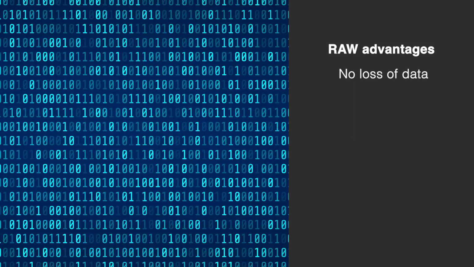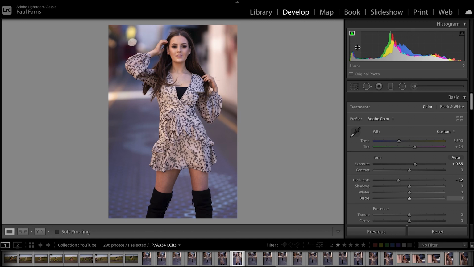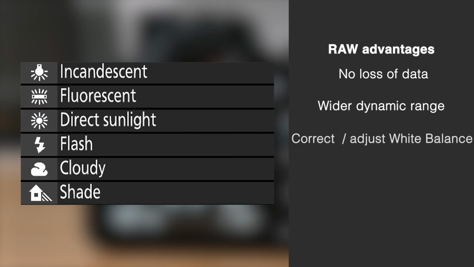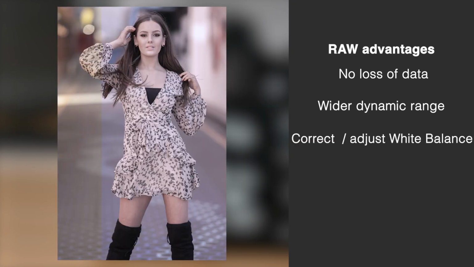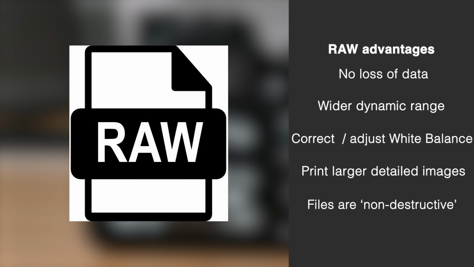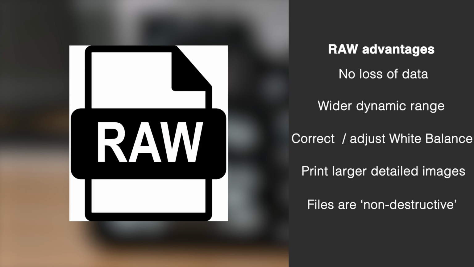As just mentioned, with RAW files you get all the data, so you really are getting the most from your camera. More data means a wider dynamic range, which means more highlight and shadow detail. You can also correct and adjust, if necessary, things like white balance. More data and a larger file means you can also print larger. And finally, raw images are non-destructive. This means that no matter how much you process the image, you can revert back to the original state with just the press of a button.